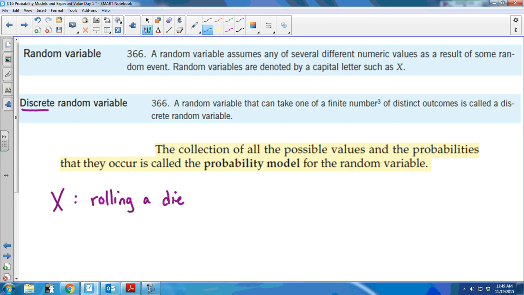The collection of all the possible values and the probabilities that they occur is called the probability model for the random variable. On the assignment, there's a probability model for every question. That is just a table. It shows the outcomes of the event and the probabilities associated with those outcomes. That's all it is. It's everything listed out.